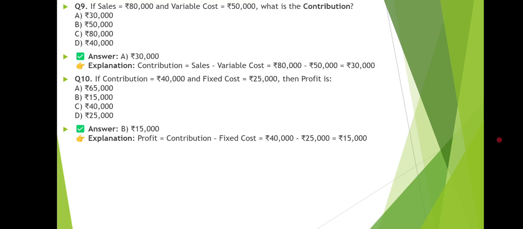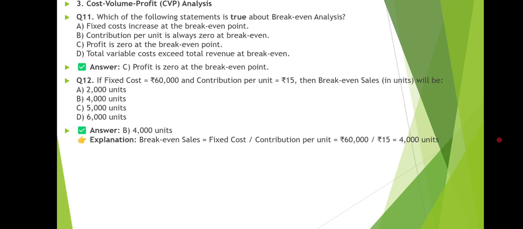Next question we have, the contribution is 40,000 and fixed cost is equal to 25,000. In that case you can calculate the profit. Profit is equal to contribution minus fixed cost. So contribution is 40,000 and the fixed cost is 25,000. So we get the result 15,000.